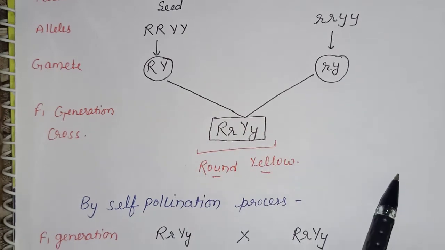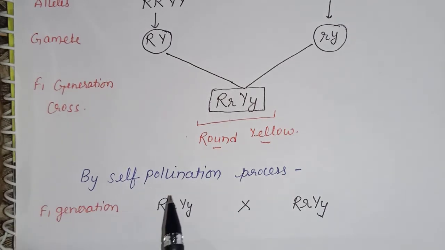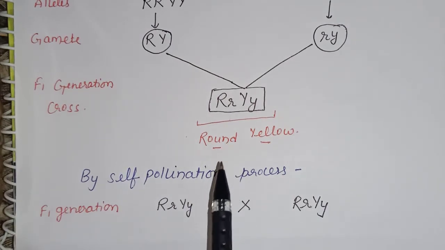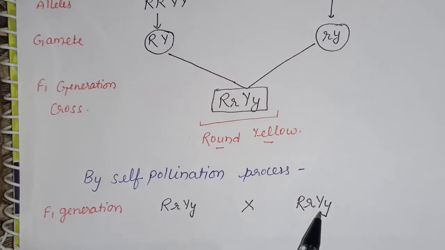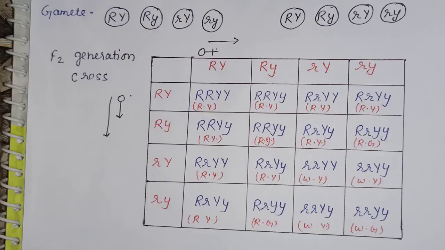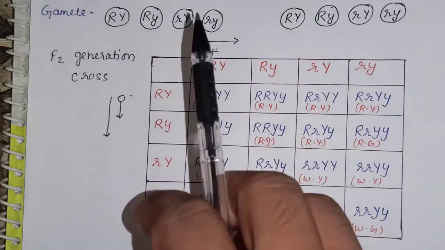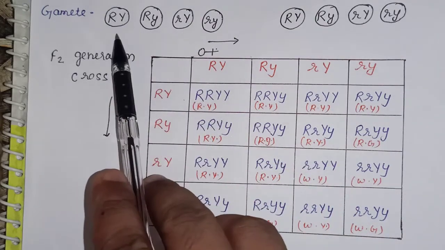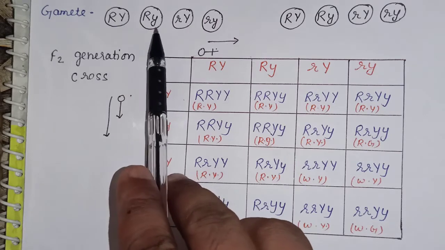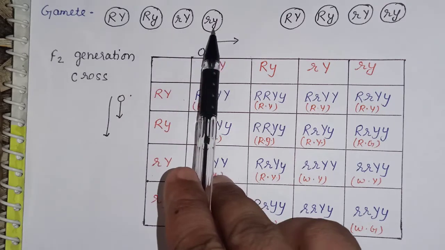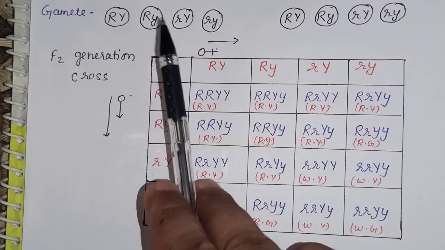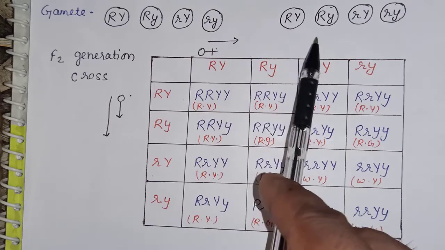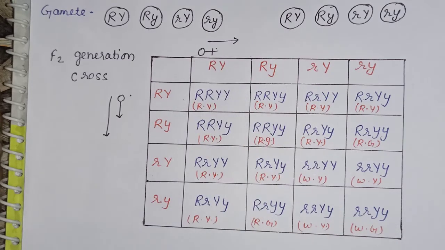In the next step, by the self-pollination process, Mendel did the cross between the results of F1 generation, meaning capital R, small r, capital Y, small y, and capital R, small r, capital Y, small y. The F1 generation has four types of gametes: capital R, capital Y; capital R, small y; small r, capital Y; small r, small y. When we draw a Punnett square model between the gametes of the F1 generation, then we find this result.